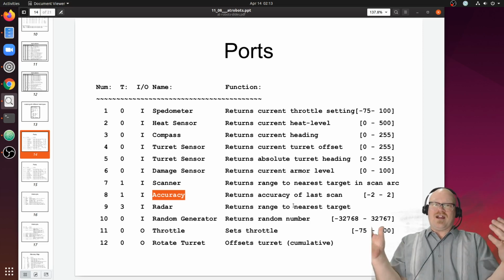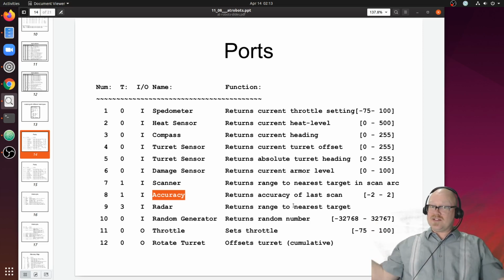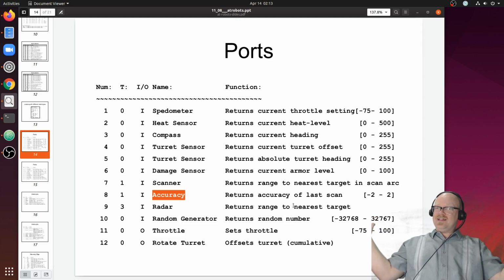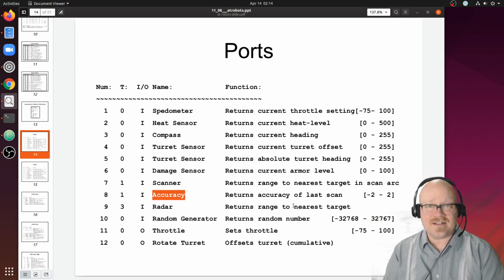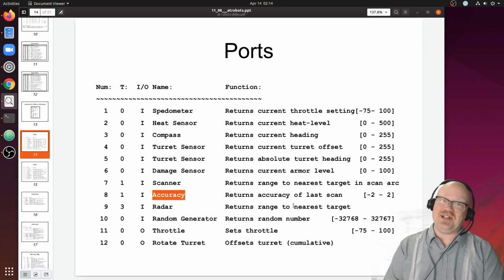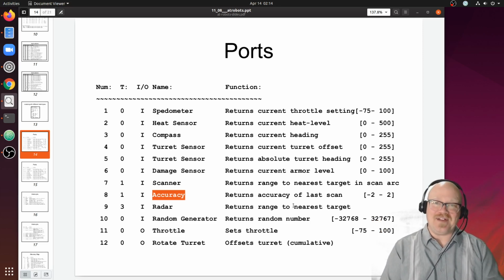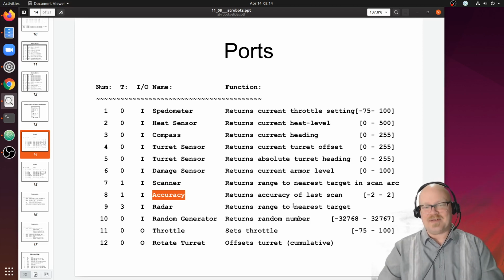So your scan arc, the total width of it, regardless of whether it's skinny or wide, is broken up into 5 regions. And all you get is information about which of those 5 regions the closest robot you last scanned was in. That means you have to do a little extra work than just scanning and finding somebody before you can really start shooting very accurately at them.